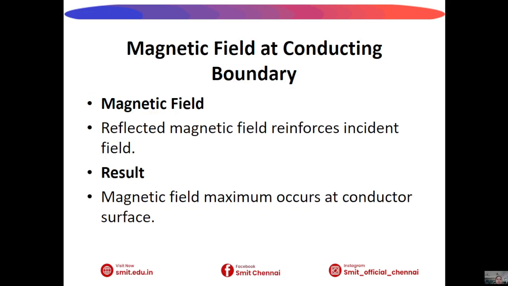The magnetic field at the conducting boundary. Unlike the electric field, the magnetic field at the conductor surface becomes maximum. The reflected magnetic field acts constructively to the incident magnetic field. As a result, the magnetic field intensity at the conducting boundary is greater than that of the individual waves. The behavior is important in understanding electromagnetic energy distribution near conductors.